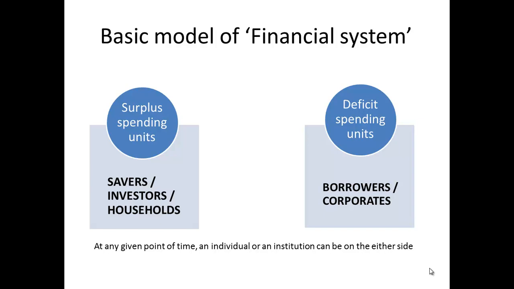Say a typical college student would be a deficit spending unit when he borrows money to finance his education. Now, a few years later, when the same student gets a job, he becomes a surplus spending unit. He now would have more money than what he would probably need for consumption, and thus he would be wanting to save and invest the balance amount.